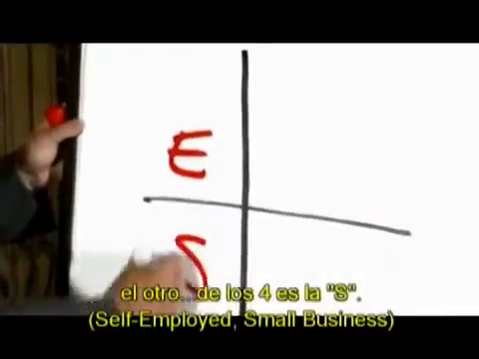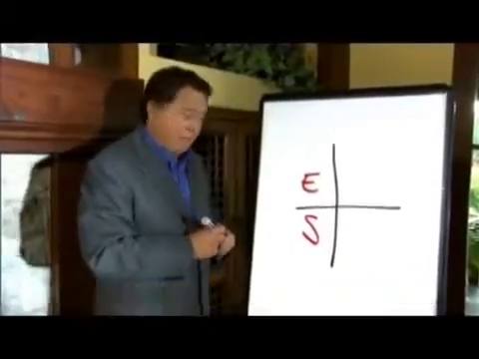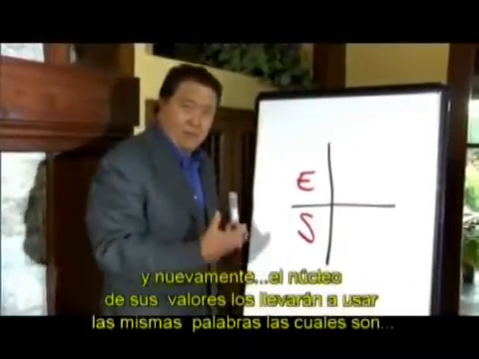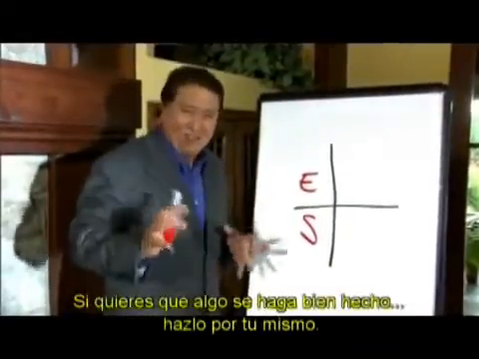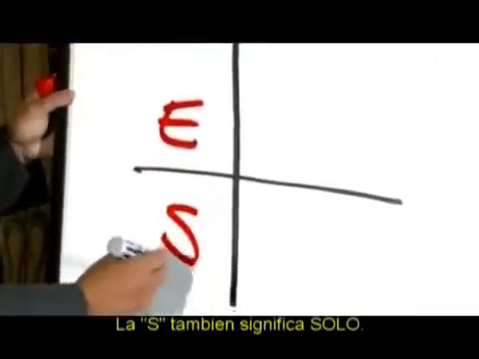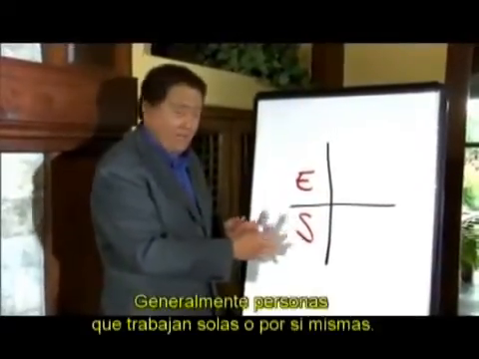The other one of the 4 is the S, or the small business owner or the self-employed. Again, their core values will cause them to use the same words, which are, if you want it done right, do it by yourself. S means they're also solo. They're generally a one-person act, or they operate by themselves.